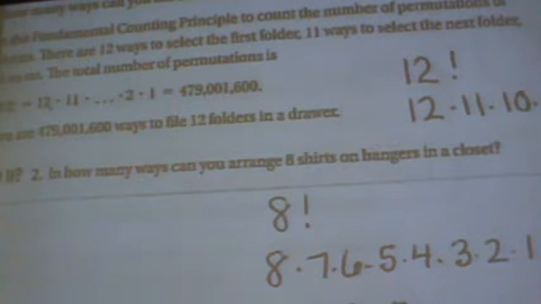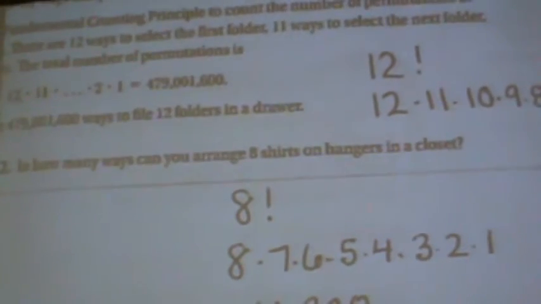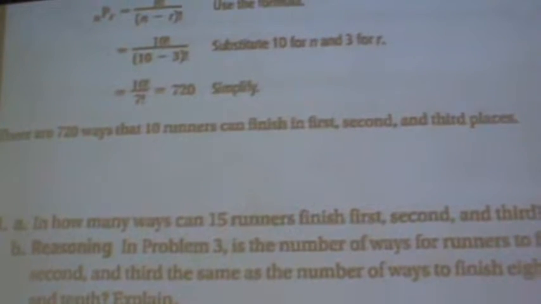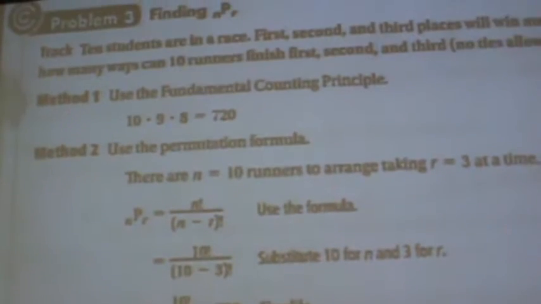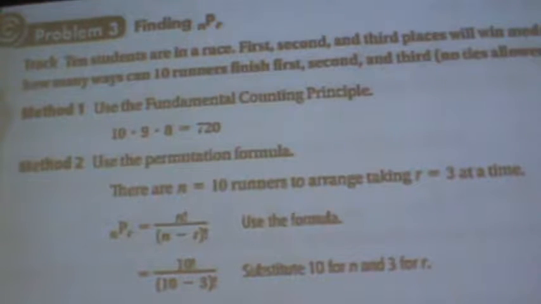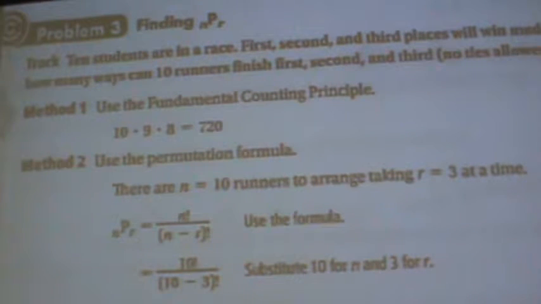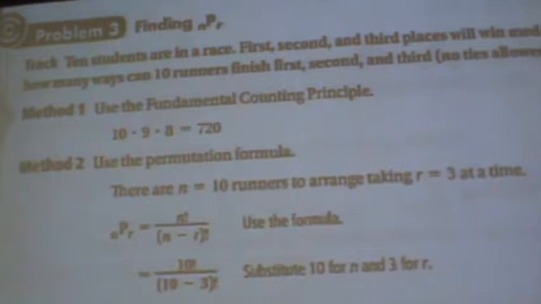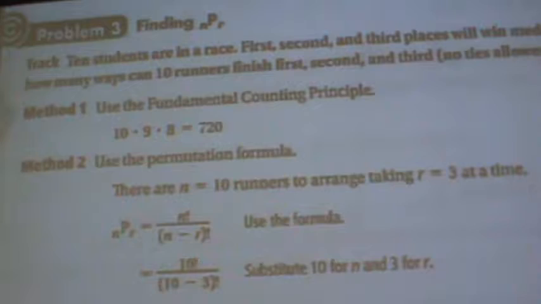To hang 8 shirts on a hanger in a closet, believe it or not, isn't it crazy? Okay, now, if order matters, for example, look at example 3. You've got 10 students in a race. 10 people are running. And first, second, and third places are gonna win a medal. How many ways can those 10 runners finish first, second, and third with no ties allowed?